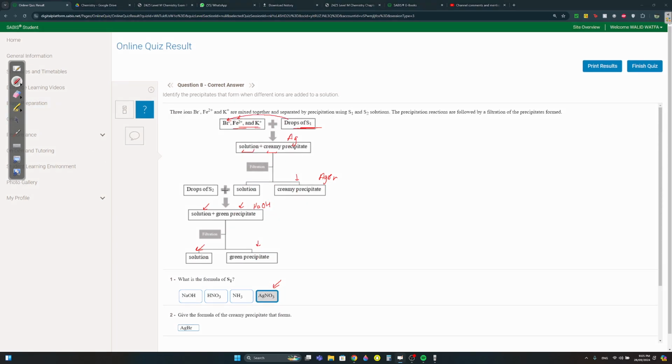It's Fe. We said it's iron, right? Iron with NaOH. So what does it react with? It reacts with OH minus group, right? So Fe 2 plus OH minus, you're going to get Fe(OH)2.